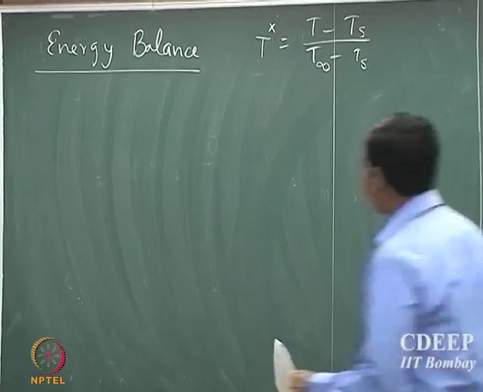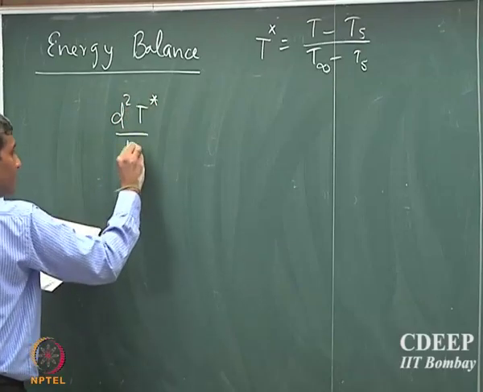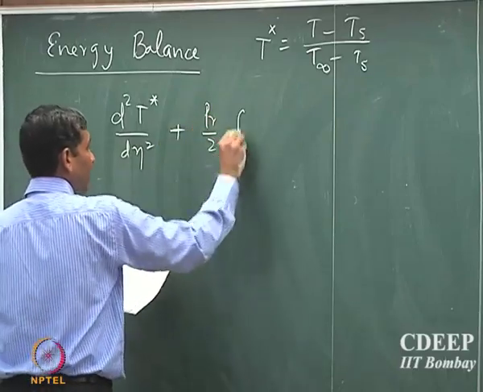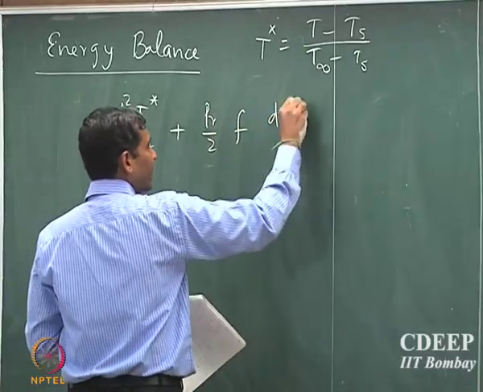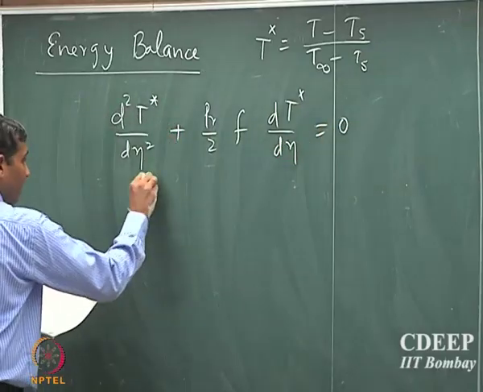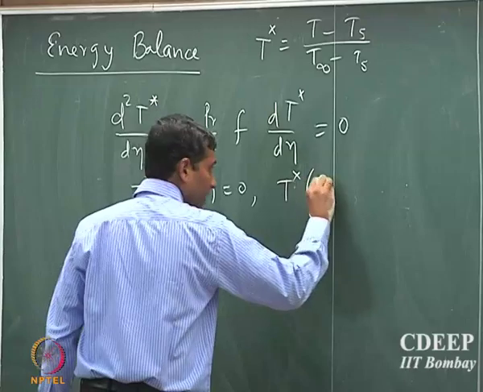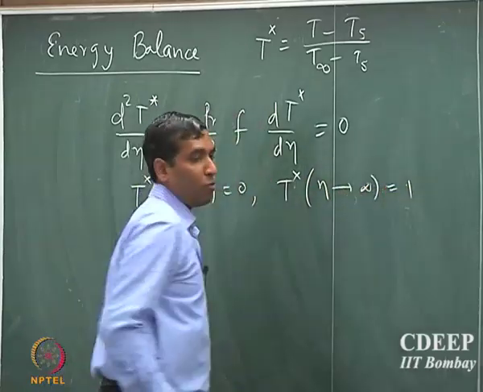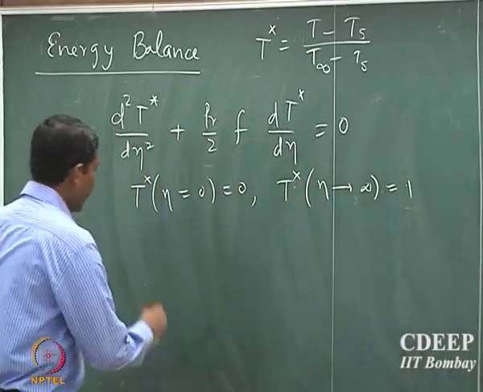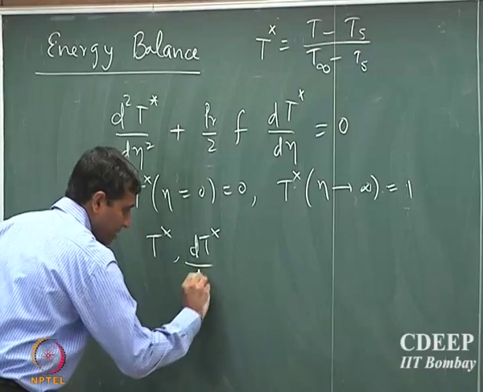I can find that the energy balance will reduce to d square T star by d eta square plus Prandtl number by 2 into F into dT star by d eta equal to 0, and T star at eta equal to 0 is 0, and T star as eta going to infinity is equal to 1. Okay. So that's the functional form, and once again you can find T star and dT star by d eta.